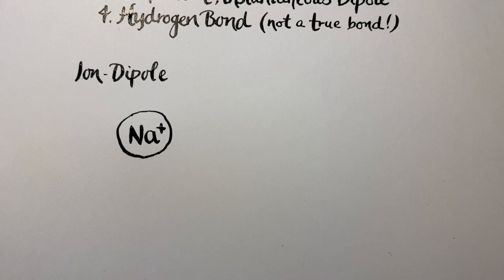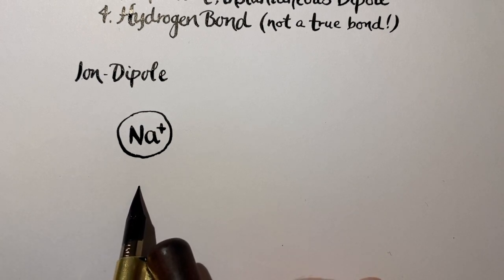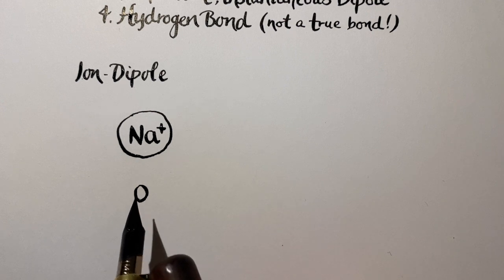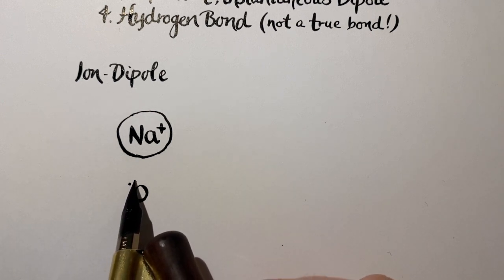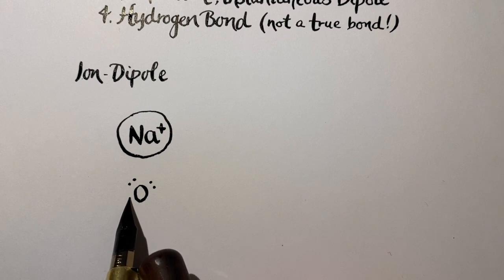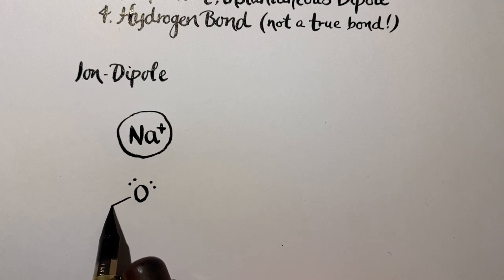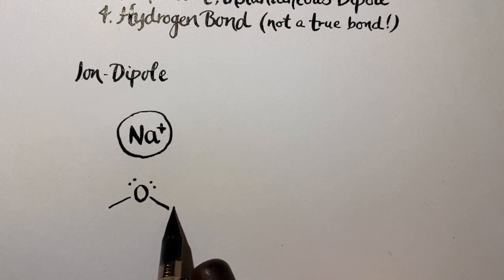So let's draw the structure of water. Okay, it's oxygen. And I did do a video that talks about geometry of molecules. And we discover that water is a bent structure, bent geometry.